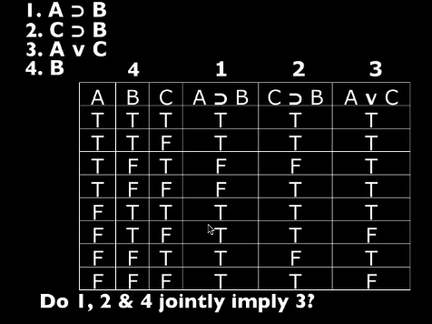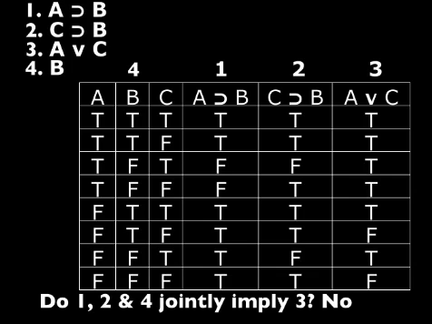Do 1, 2, and 4 jointly imply 3? So now I'm going to look for any row where 1, 2, and 4 are all true, but 3 is false. Okay, and bingo, row 6. 1, 2, and 4 are all true, but 3 is false. So there is a counterexample row. So the implication does not hold. 1, 2, and 4 do not jointly imply 3.